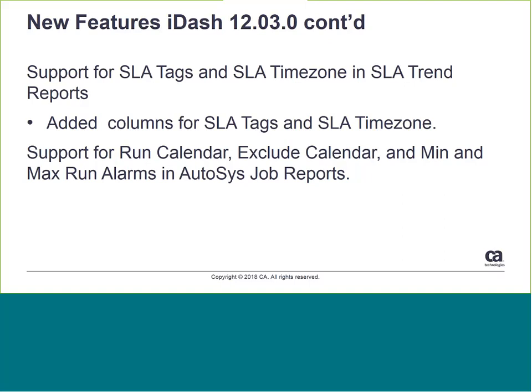So we also added support for run calendars, exclude calendar, min and max run alarms in the AutoSys job reports. So that isn't saying that you can select a report based on a calendar, but it does mean that in your report you can show the run calendar, the calendars that are being used by the actual job, and if they have min and max run alarms on them.